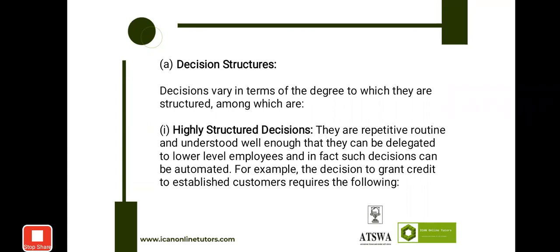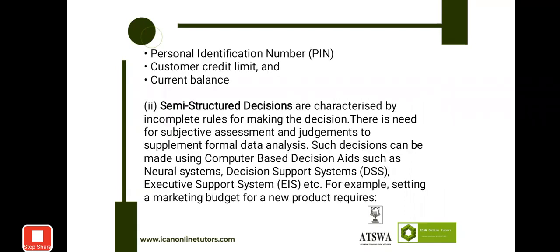So there is less of your subjective opinion, but rather the objective one. So it already has a laid down procedure that anybody can actually handle that task. For example, we have decision to grant credit to established customers can require a lot of criteria, which could be personal identification number, customer credit limit, and the current balance.